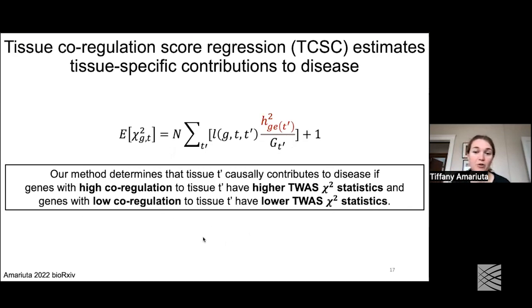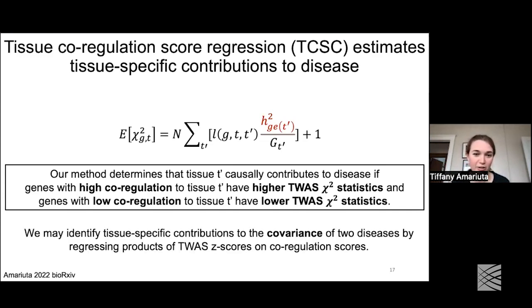All right, so to give more intuition, our method determines that a tissue T prime causally contributes to disease if genes with high co-regulation to this tissue T prime have higher TWAS chi-square statistics, whereas genes with lower co-regulation to the tissue T prime have lower TWAS chi-square statistics. This is the pattern that we're looking for in our data set.